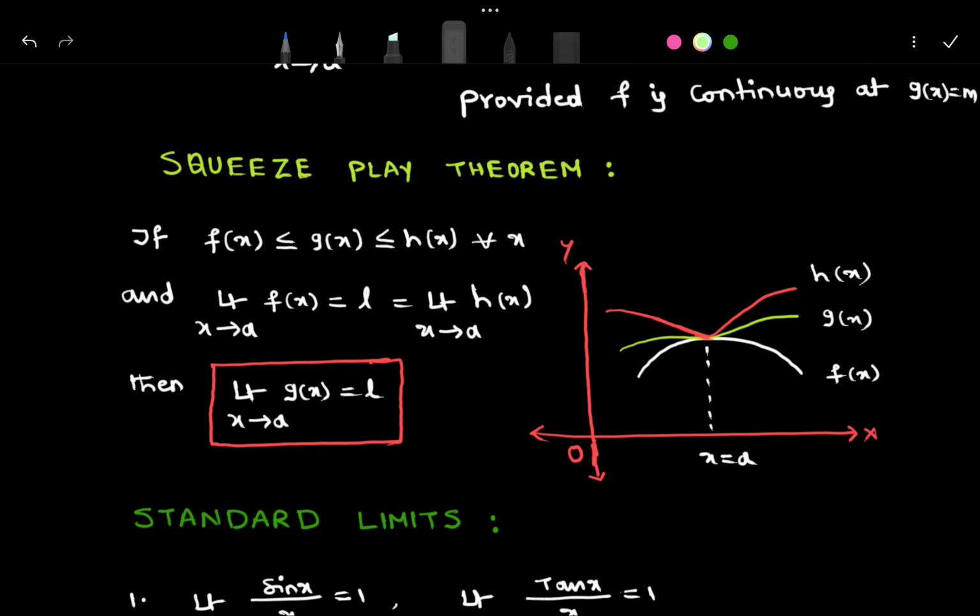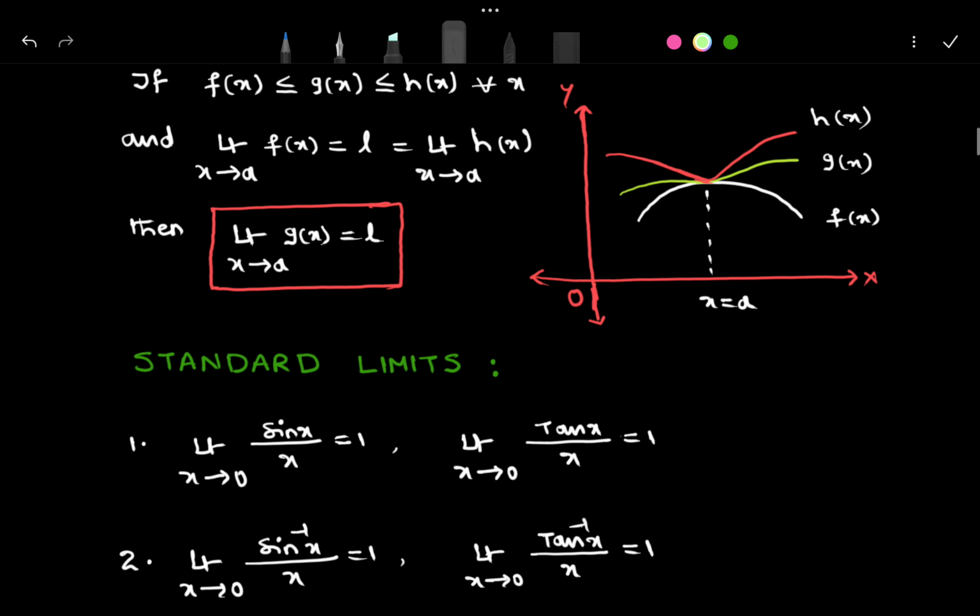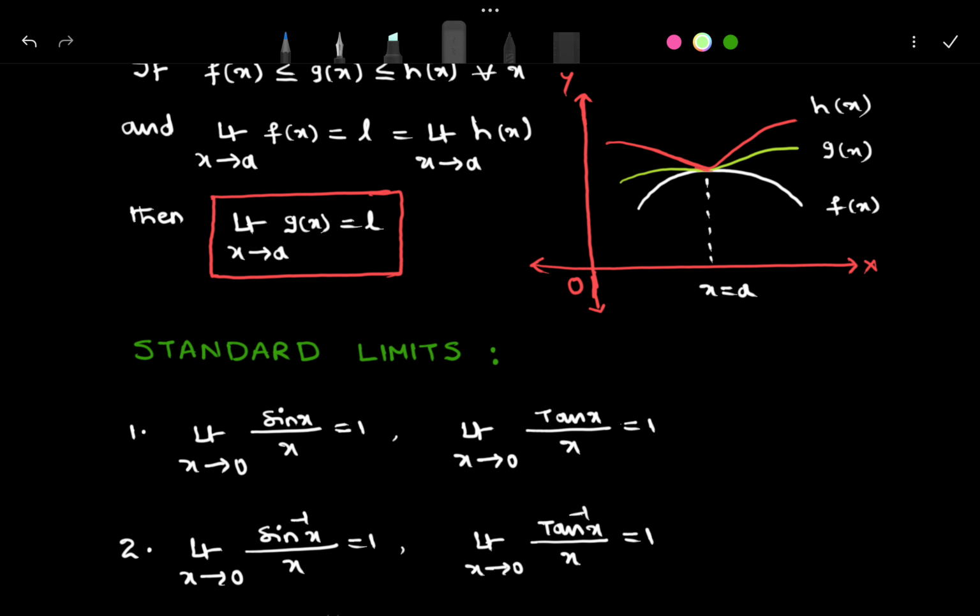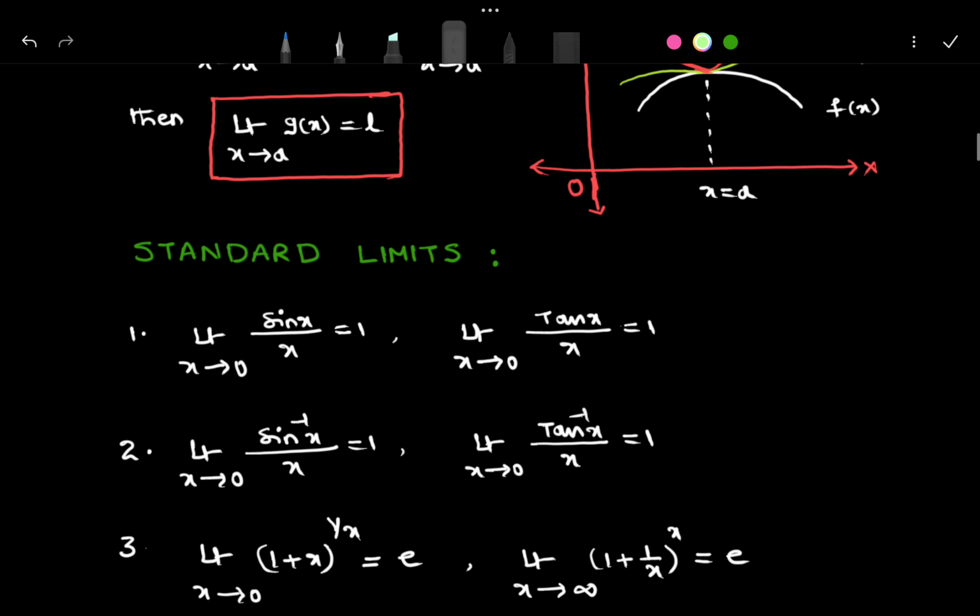Next one is standard limits. See, standard limits. What are the standard limits?